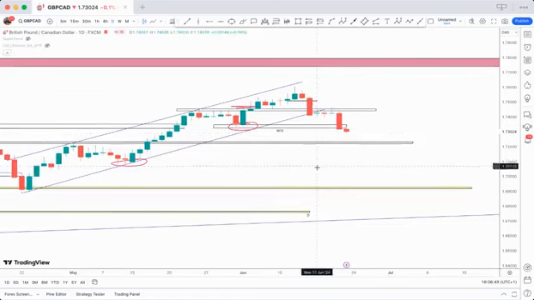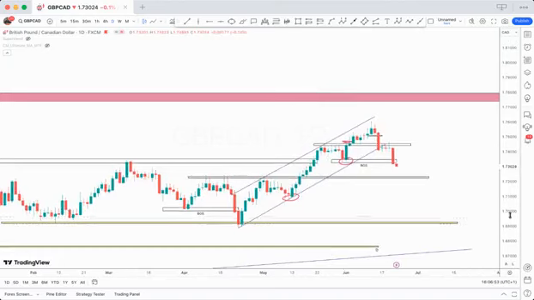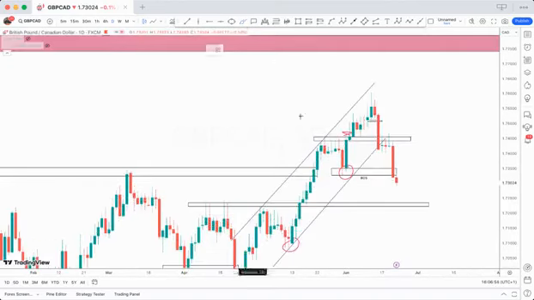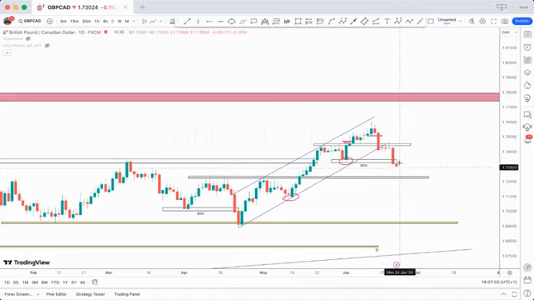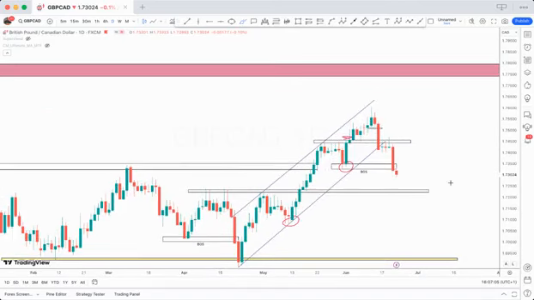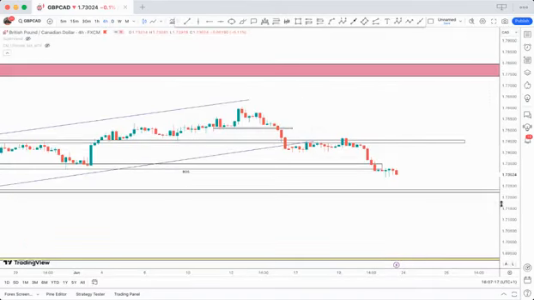Okay, so you can see that here we actually had a breakout of the support level. You can see the support level, we had a breakout already. We had a strong breakout. So we're expecting price to actually give us a pullback. All right, so we're expecting price to give us some pullback and then continue in that direction.